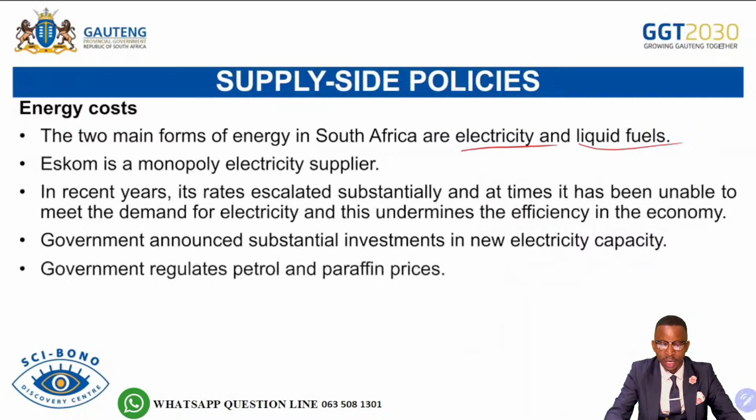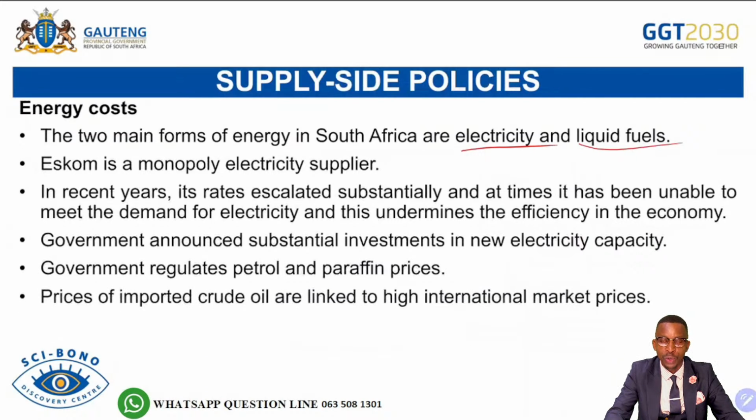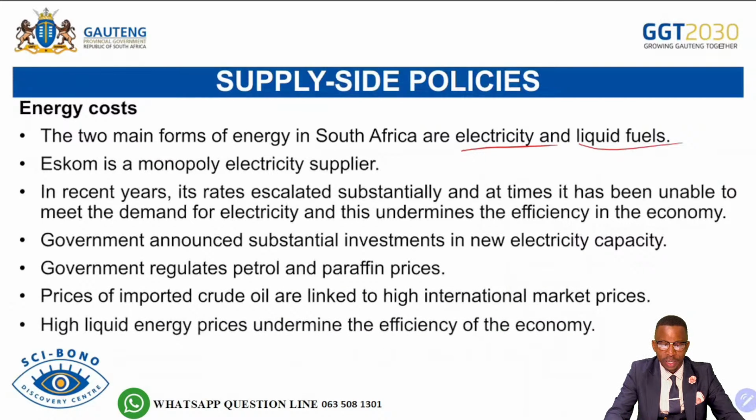Government regulates petrol and paraffin prices in South Africa. Also, even electricity. The prices of imported crude oil are linked to the high international market prices. High liquid energy prices undermine the efficiency of the economy.